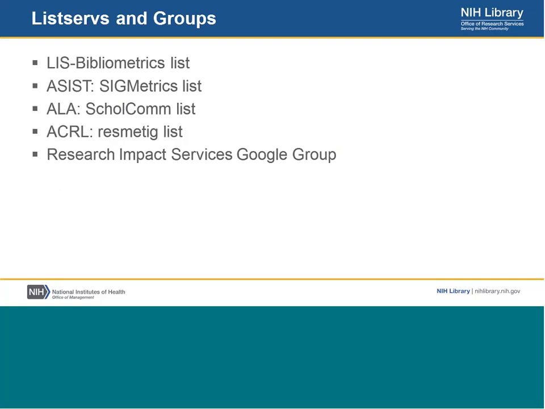Outside of Twitter, the next most active space is still listservs and other online groups. Here is a list of some of the most active listservs. Not surprising, 3 of them are hosted by different library associations. And then there's also a Google group that's fairly active, as well as the LIS bibliometrics list out of the UK.